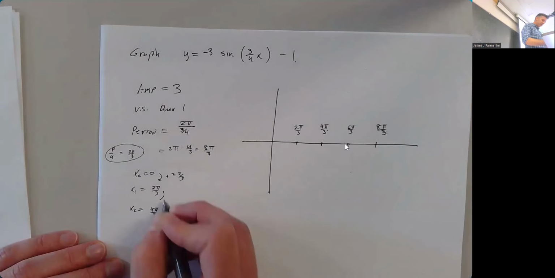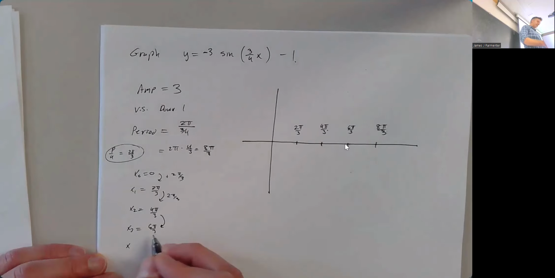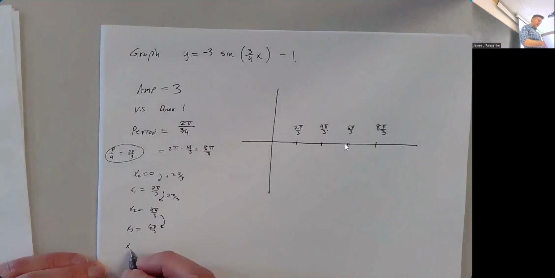So if I keep adding 2 pi over 3, 4 pi over 3, and if I add 2 pi over 3 again, I get 6 pi over 3. And I'm not going to reduce that, even though I know it's 2 pi, because I'm still going to add 2 pi over 3 again and get 8 pi over 3, which I should, because that's how long my period is.